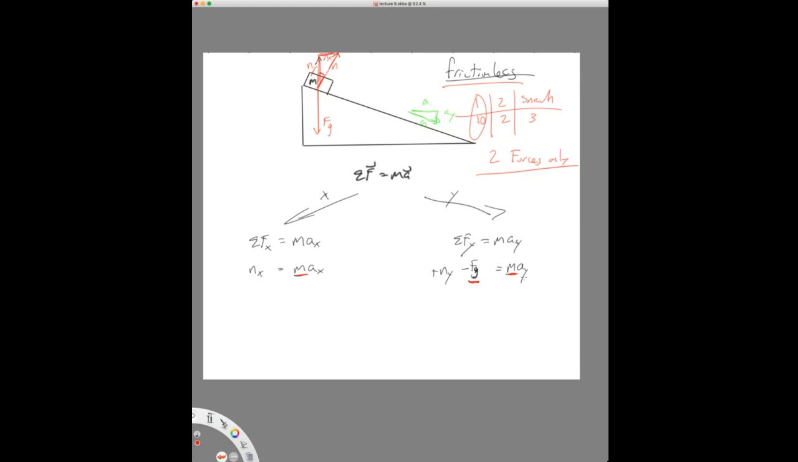Now, there's some kind of an angle inside of this normal force. So we could say that nx would be n times, in this case, the sine of that angle. Now, I know that's unusual. Normally, x goes with cosine, but if we look at this right triangle, the opposite side is the x.